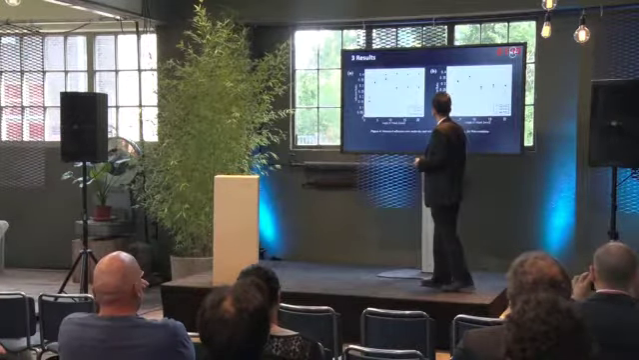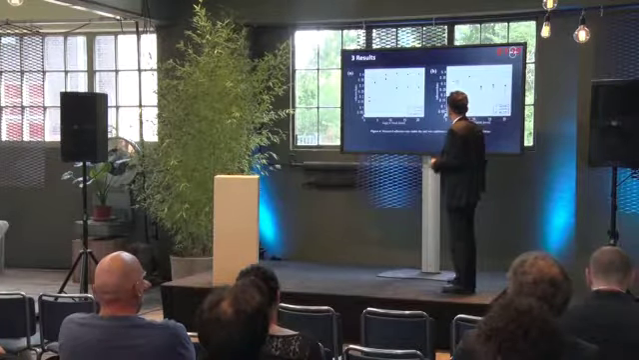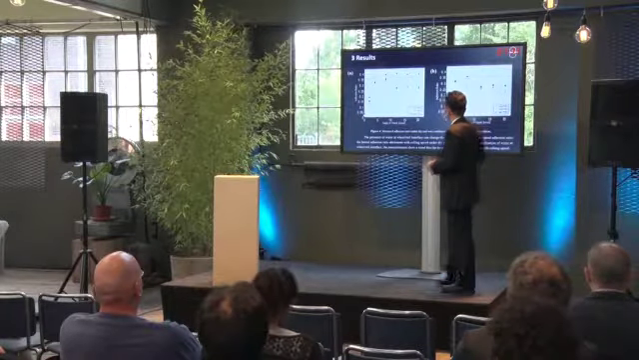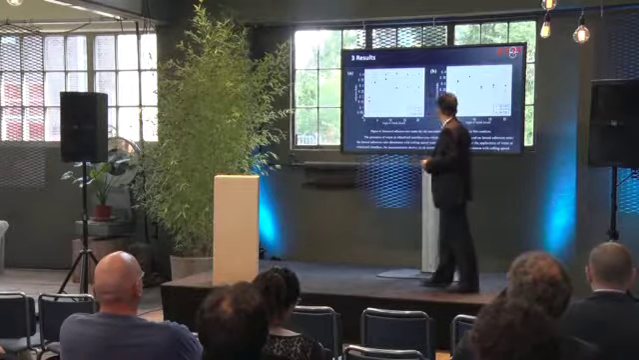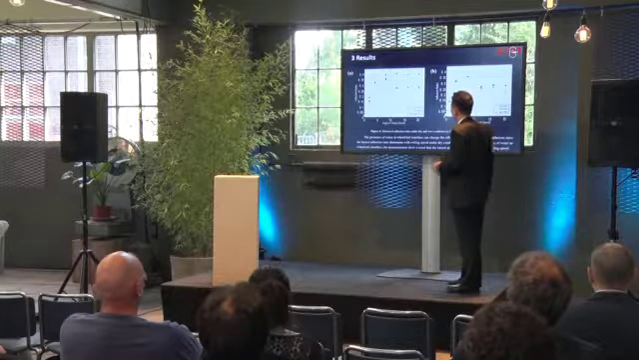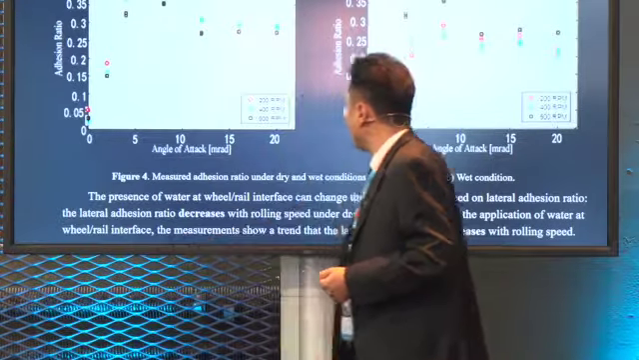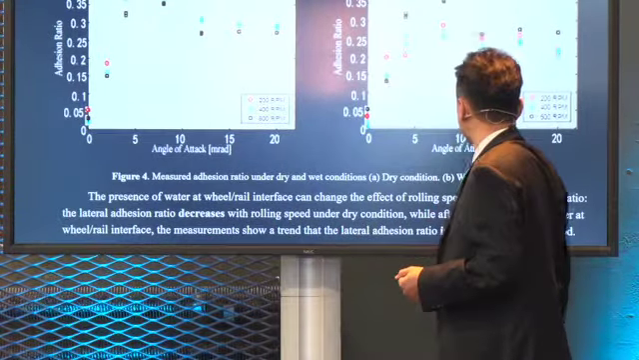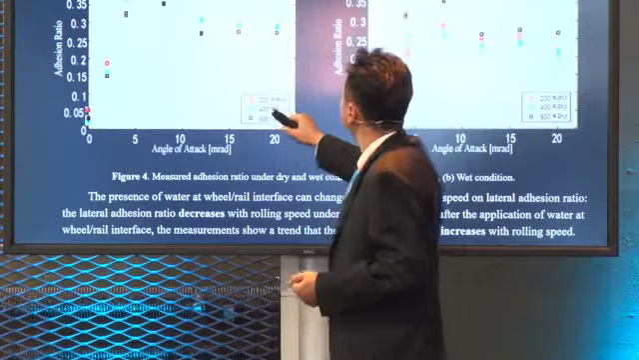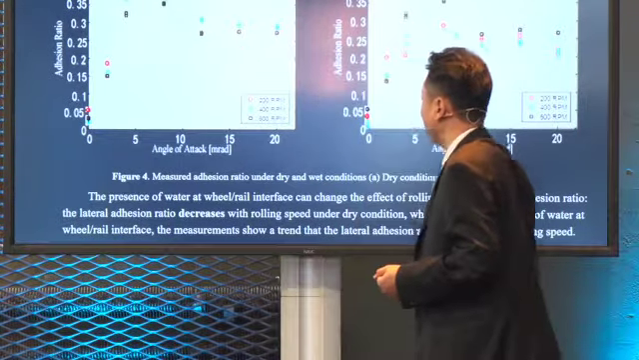Okay. This figure illustrates the results on the dry and wet condition. The presence of water at the wheel interface can change the effect of rolling speed on lateral ratio. First, we can see that the lateral adhesion ratio decreases with rolling speed on the dry condition. This is the dry condition. This is 200, 400, and 600 RPM.